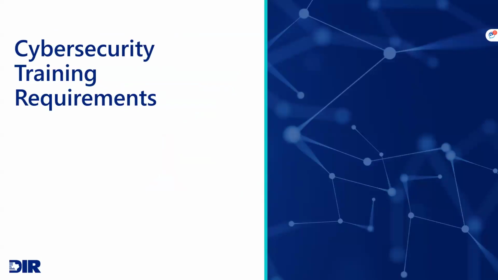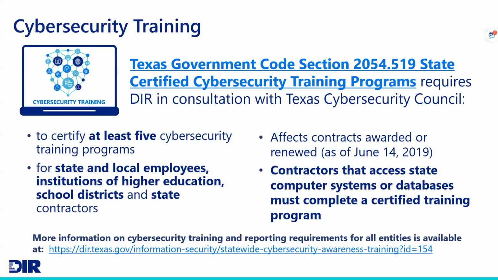Okay, a couple of quick things about cybersecurity training, and this affects all of us who work in state and local governments. So it is Texas Government Code 2054.519 that is the state cybersecurity training program. That required DIR to work in consultation with the Texas Cybersecurity Council, and we had to certify at least 5 cybersecurity training programs. We've got many more than that in place, but we had to have 5.